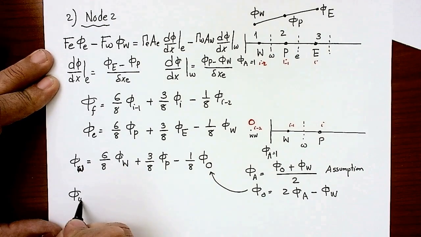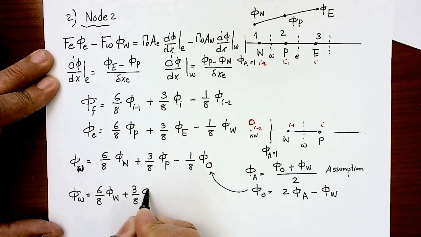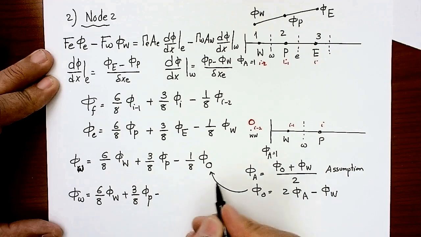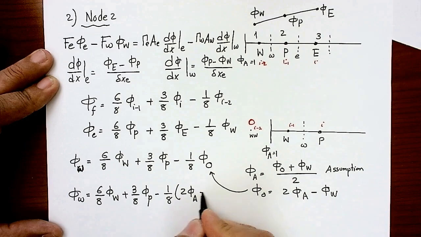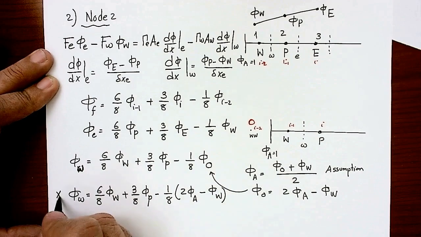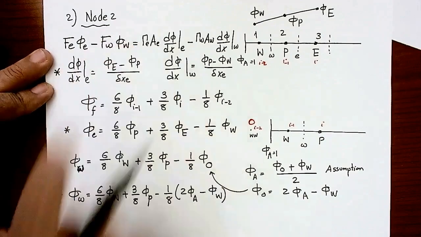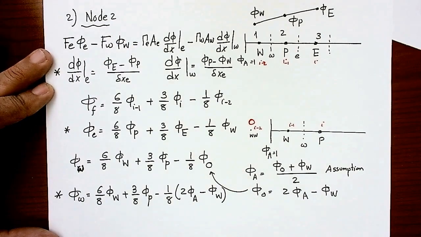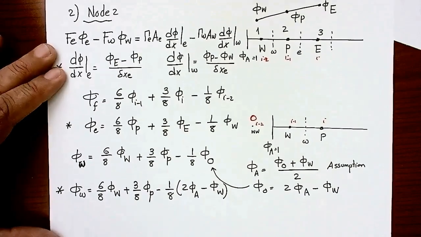Now I can take this into this equation. So phi on the west face will simply be 6 over 8 phi of the west node plus 3 over 8 phi P minus 1 over 8 multiplied by that. So it's minus 1 over 8 times 2 phi A, which is a known value, minus phi west. So now I got these two equations. I can take them and go back into the main equation and substitute to derive the equation. If you do that, you will get the final form as follows.